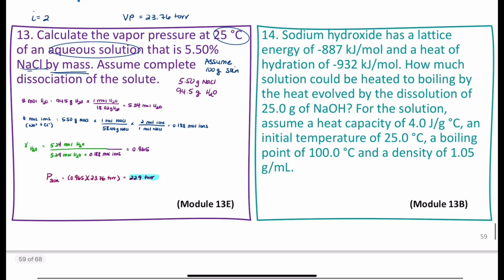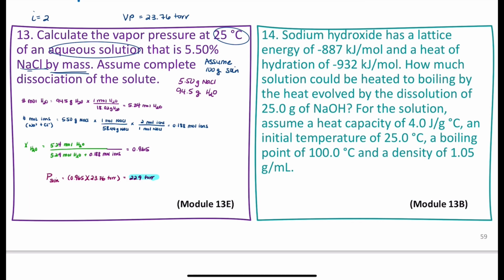What about the next one? Sodium hydroxide has a lattice energy of negative 887 kilojoules per mole and a heat of hydration of negative 932 kilojoules per mole. How much solution could be heated to boiling by the heat evolved by the dissolution of 25 grams of sodium hydroxide? There's a lot going on in this question.